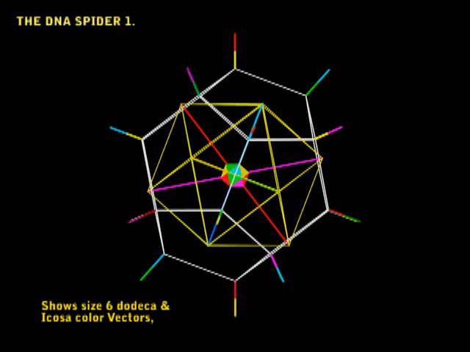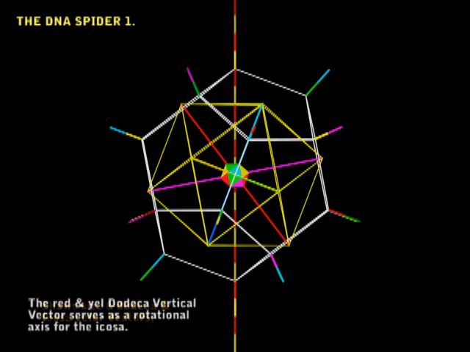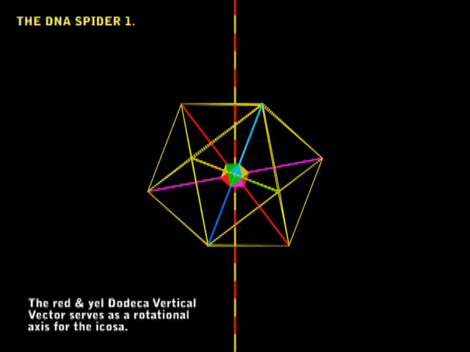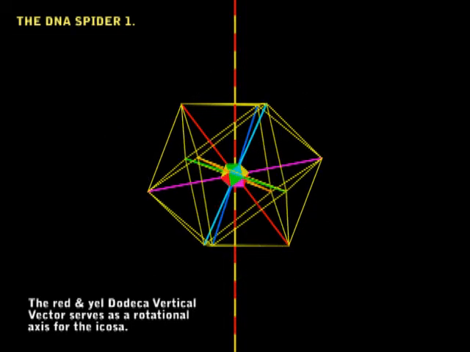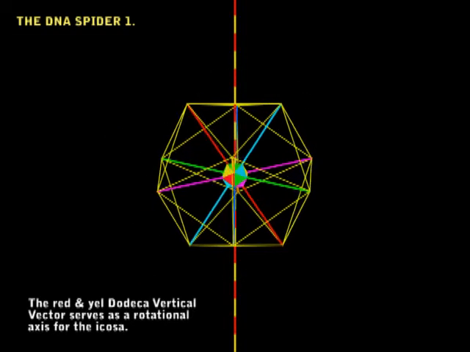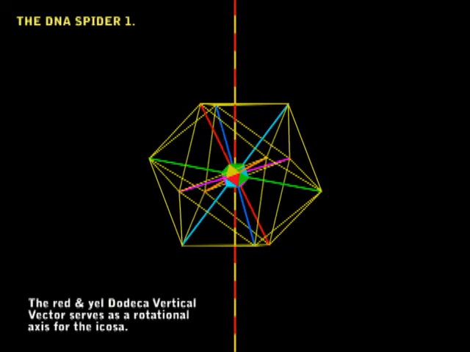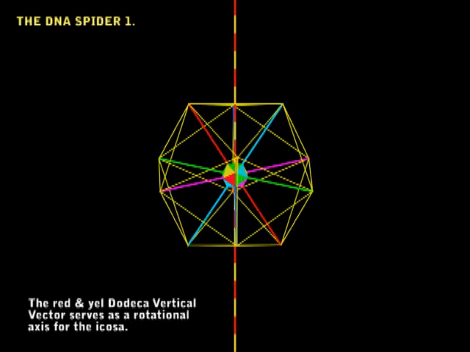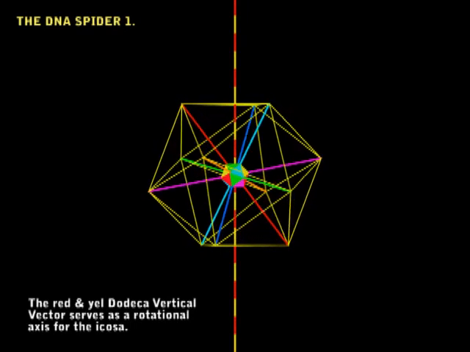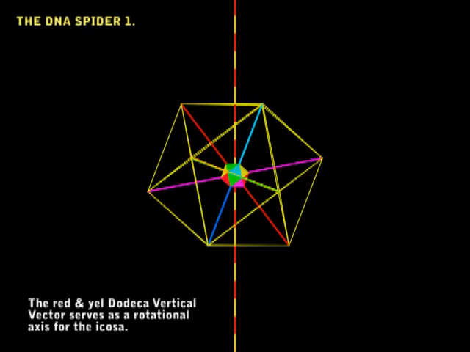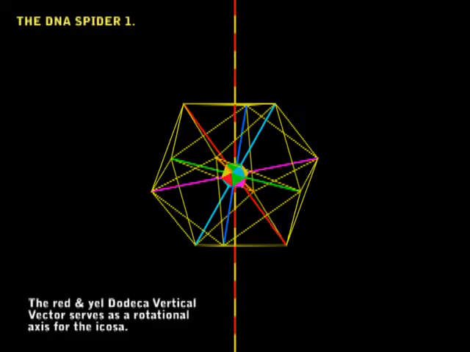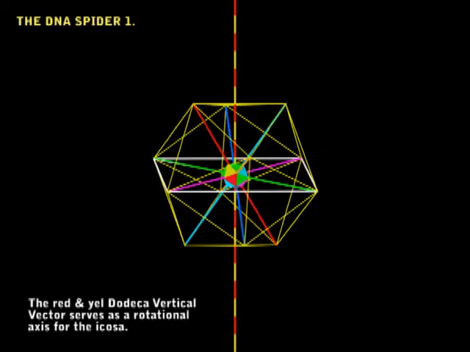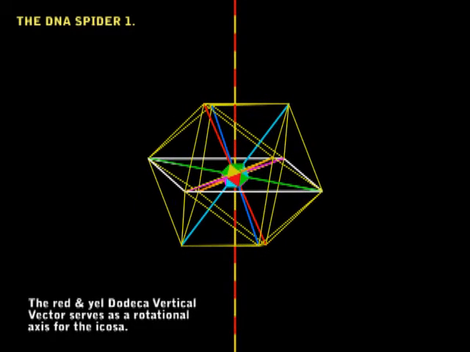In front, you can see on the Dodeca a red and yellow vector. I'm going to just use this vector, and we can hide the Dodeca and the rest of the vectors. Now we can use the red and yellow vector as a rotational axis for the Icosa. Now I'd like you to focus on the green and purple vectors. Those two green and purple vectors can be used as diagonals, and we can make a Phi-rectangle.